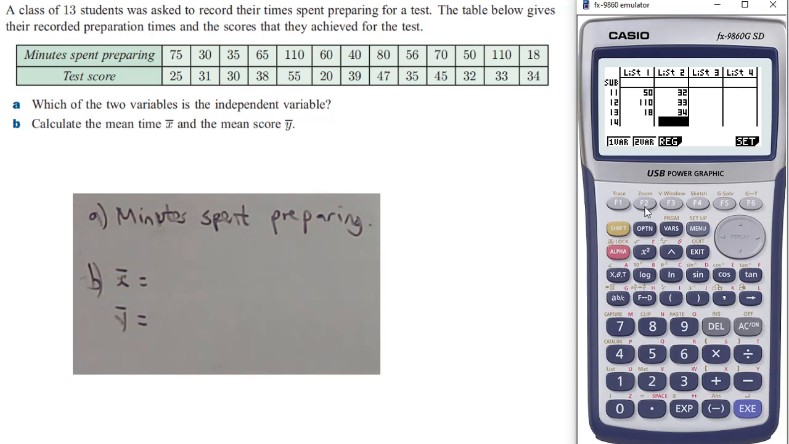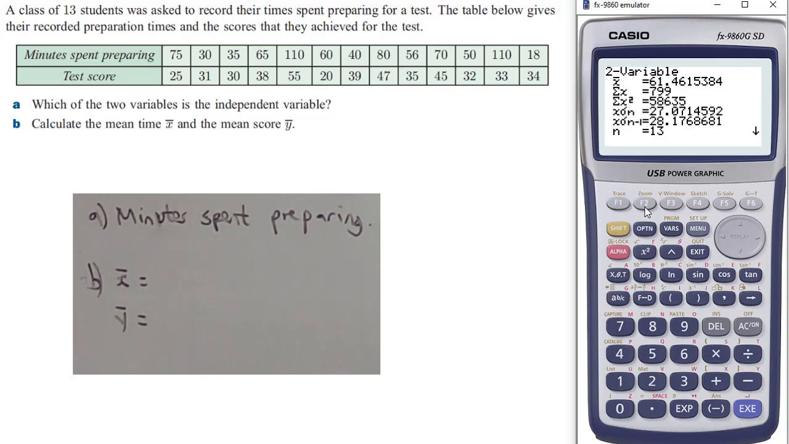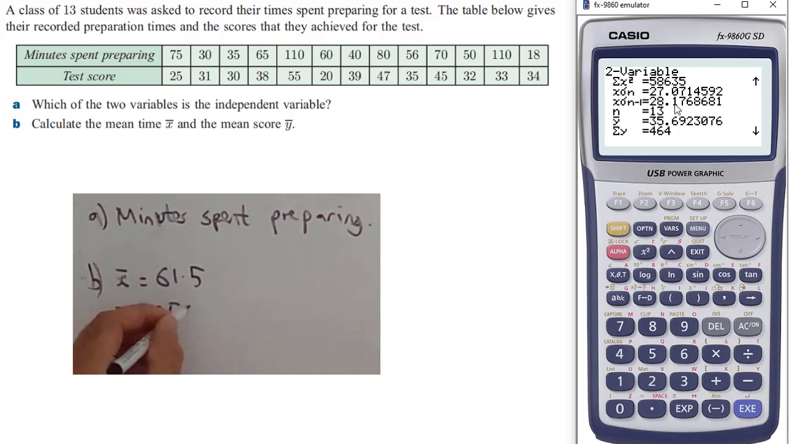So we press F2 for 2var, and you can see mean x is right there. Three significant figures, 61.5. And then if we go down a bit, we should be able to see mean y as well. You can see y with the little bar on. So that is 35.69, which must be 35.7 to three significant figures.